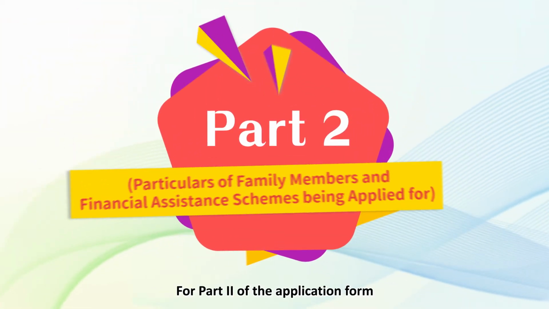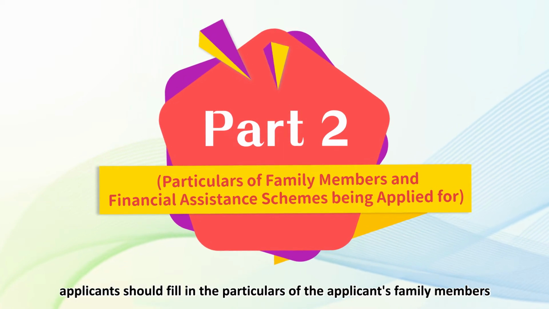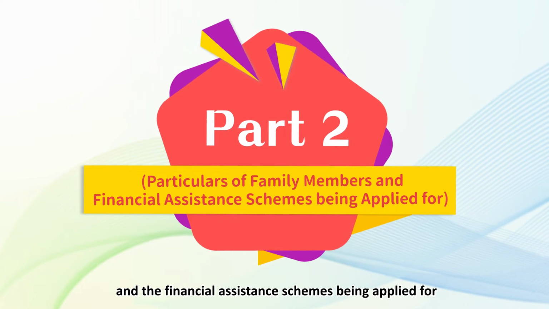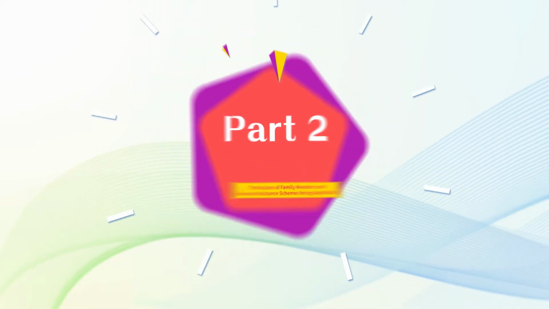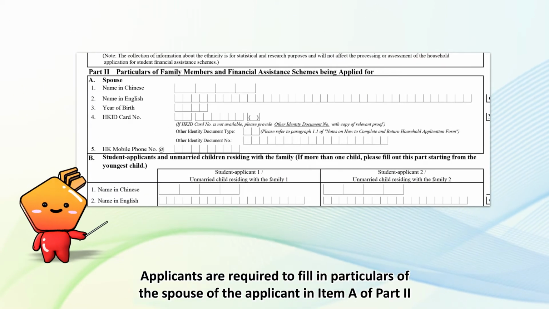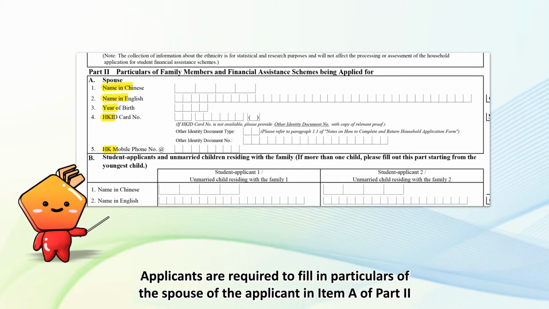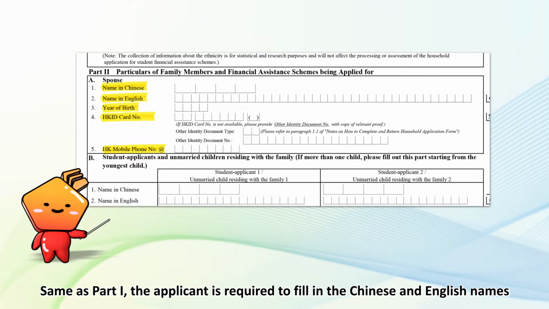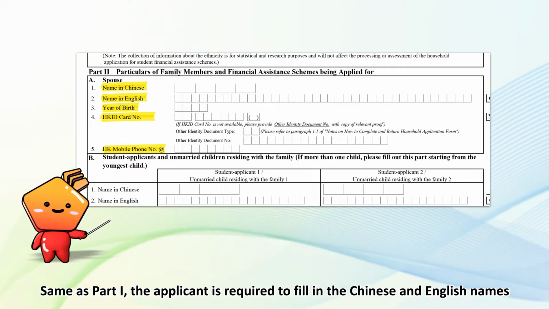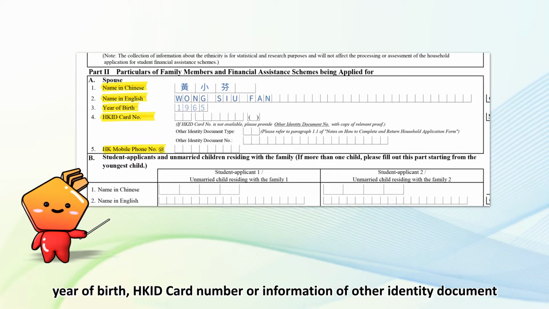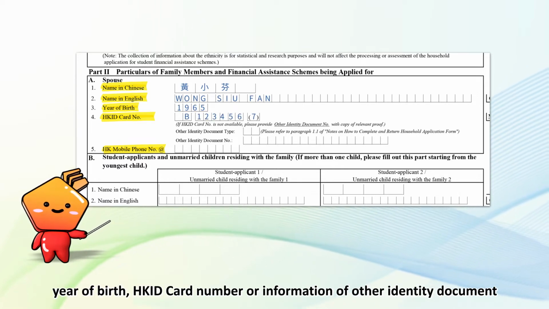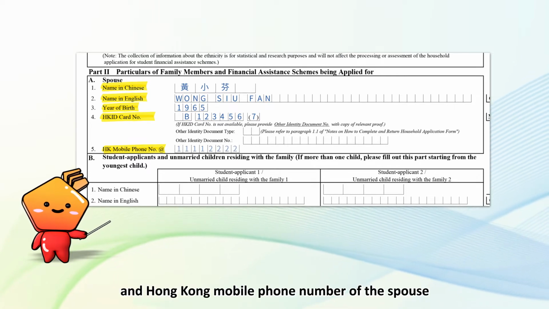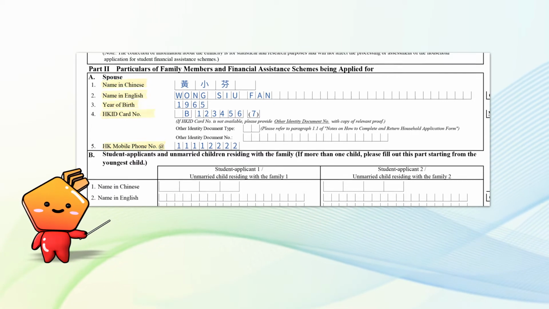For Part 2 of the application form, applicants should fill in the particulars of the applicant's family members and the financial assistance schemes being applied for. Applicants are required to fill in particulars of the spouse of the applicant in Item A of Part 2. Same as Part 1, the applicant is required to fill in the Chinese and English names, year of birth, Hong Kong ID card number, or information of other identity document, and the Hong Kong mobile phone number of the spouse.